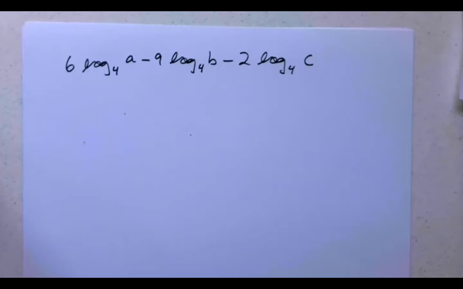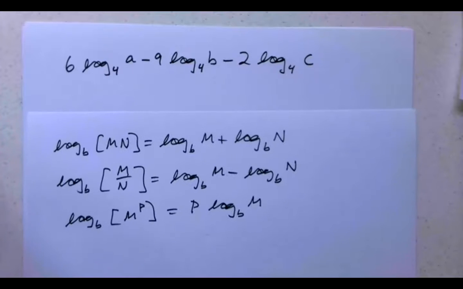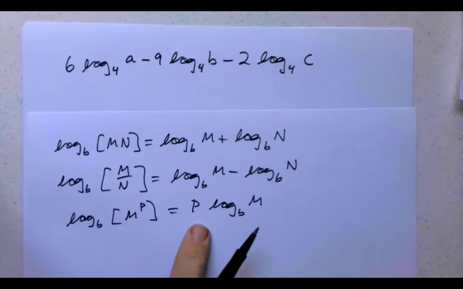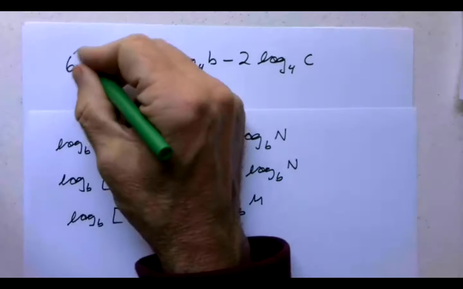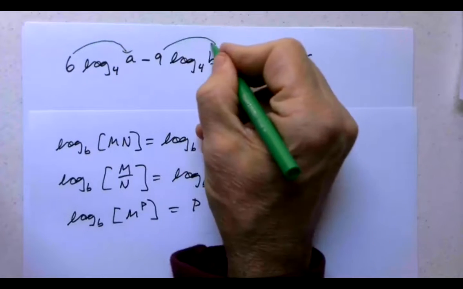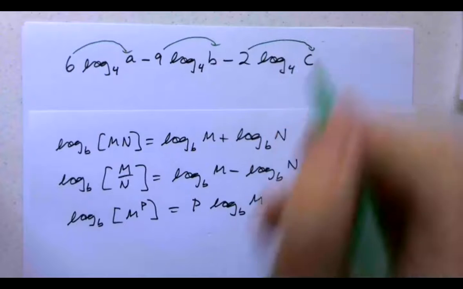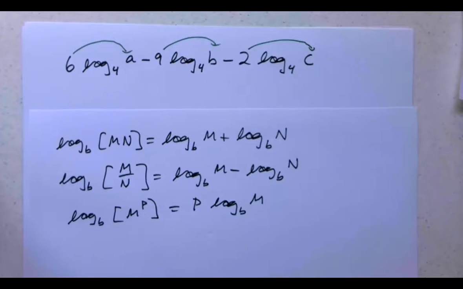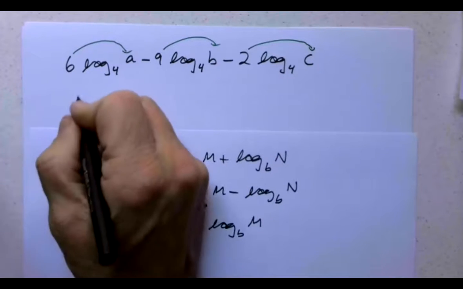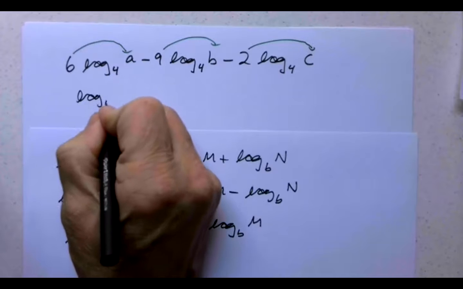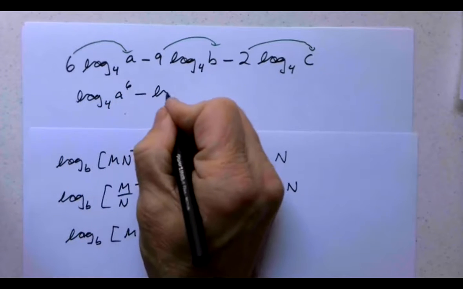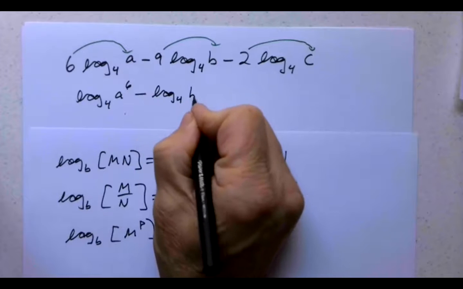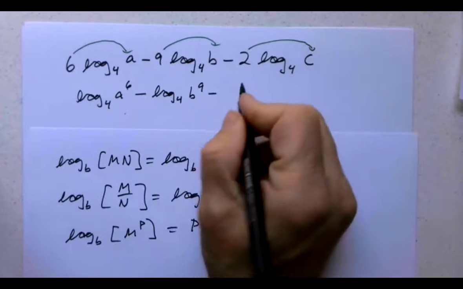So we have our rules. Same rule first again. P log base b of m is log base b of m to the p. I can pull the exponent up. So I'm going to visualize that here. The 6 is going to come up. The 9 is going to come up. The 2 is going to come up. So I get log base 4 of a to the 6th minus log base 4 of b to the 9th minus log base 4 of c squared.